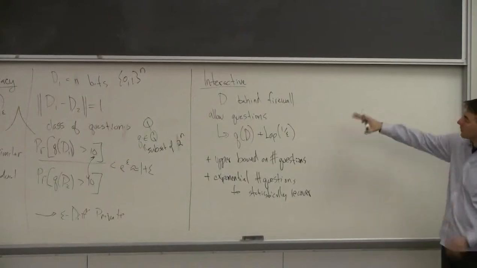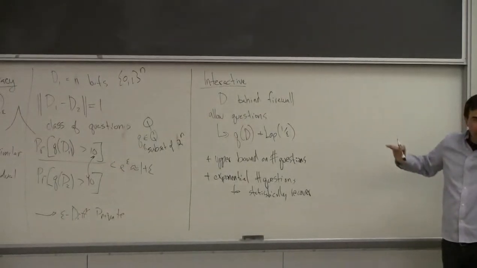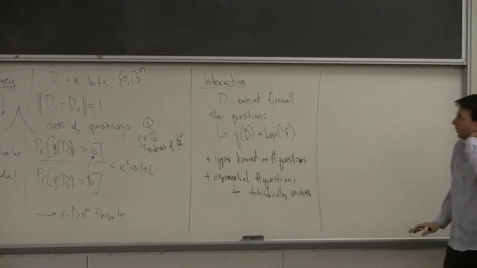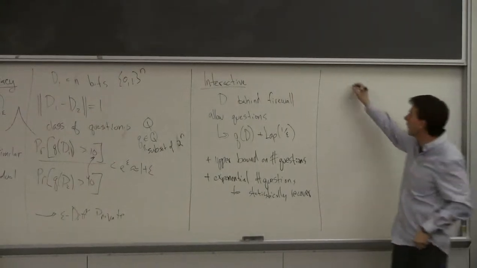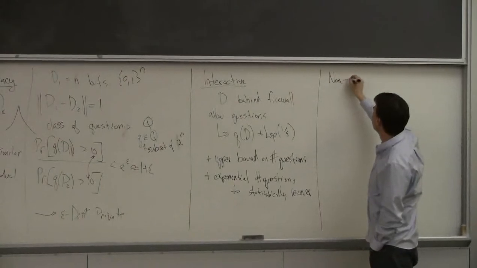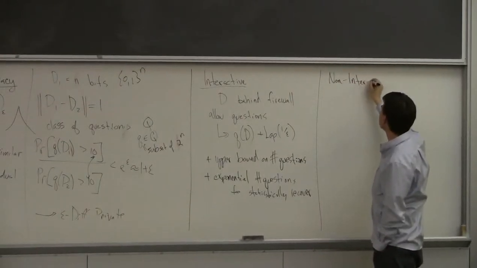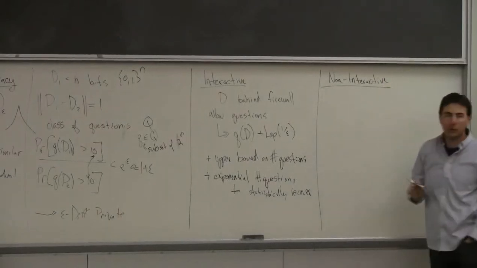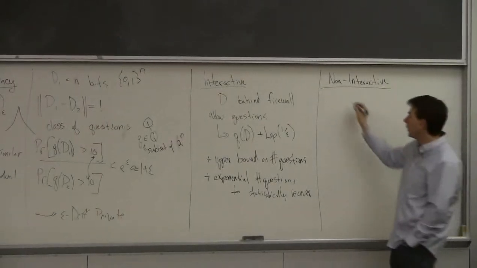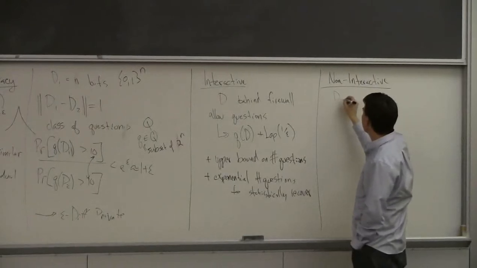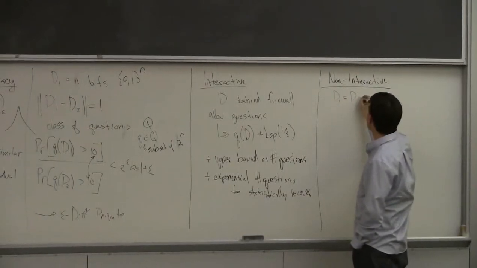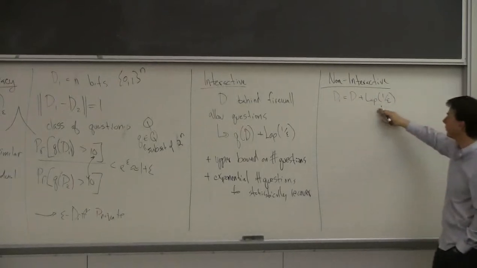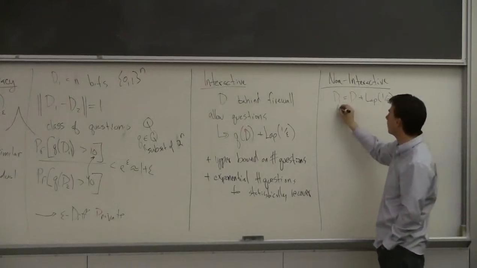Okay, but this is still kind of weird. It's interactive, behind the firewall. So this is less desirable. There's also this non-interactive way. And this is probably what you had in mind, where you take a database and you actually put D plus this Laplacian noise, and you make this public.